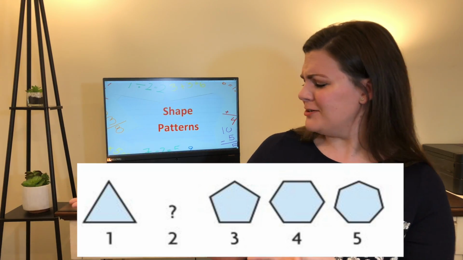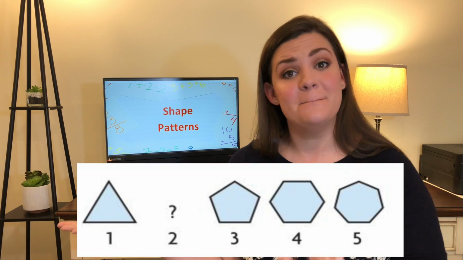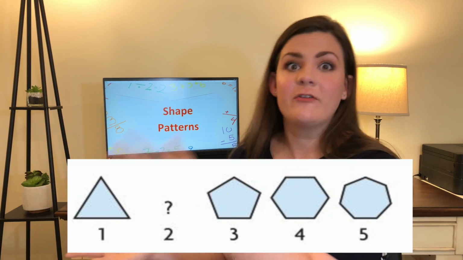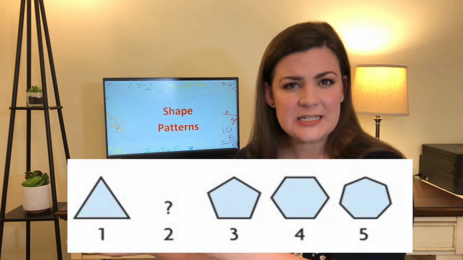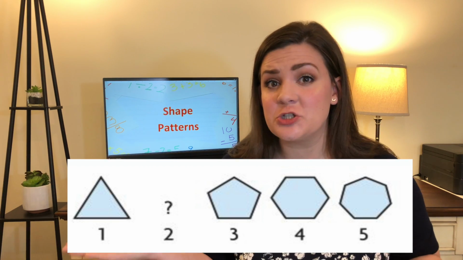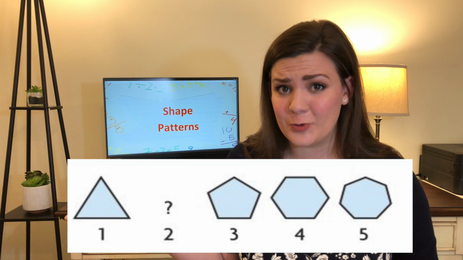Okay, let's look at another shape pattern. Hey, polygons! Long time no see! Okay, let's see if you can figure out what shape is missing from this pattern. First, we have a triangle. Then we have our missing polygon. Then we have a pentagon, a hexagon, and then a heptagon. I really want you to pay attention to the number of sides. Do you see a pattern or a pattern rule?